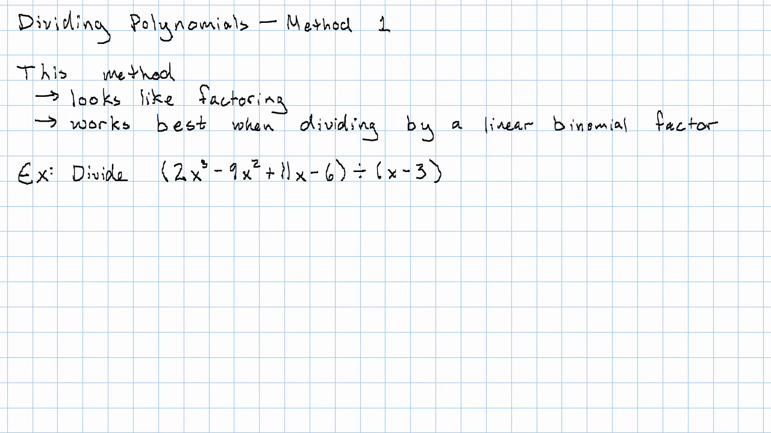Here's an example of a polynomial division problem. Notice that both of the polynomials are in parentheses to indicate that the entire first polynomial is being divided by the entire second polynomial. I should note that before I do this, I'd like to have each polynomial written in descending order, so that the degrees of the terms decrease as I go from left to right.